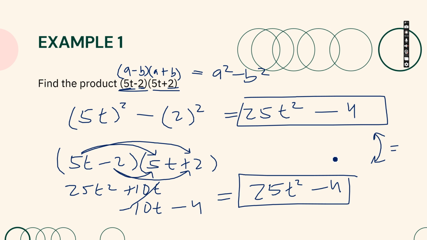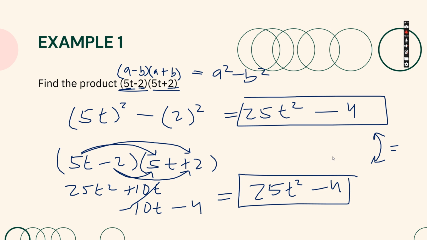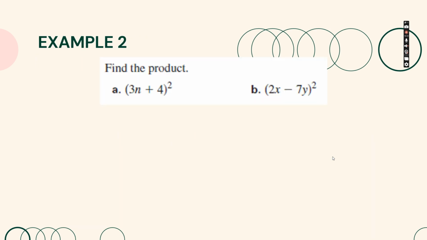So think about it this way. If we remember all of these patterns, the sum and difference pattern and the square of a binomial pattern, it will make our lives very easy in terms of figuring out what does it simplify to, and even the reverse method, right? Like factoring, which we'll get to a little bit later. But using these patterns, we'll go ahead and solve the next couple examples.